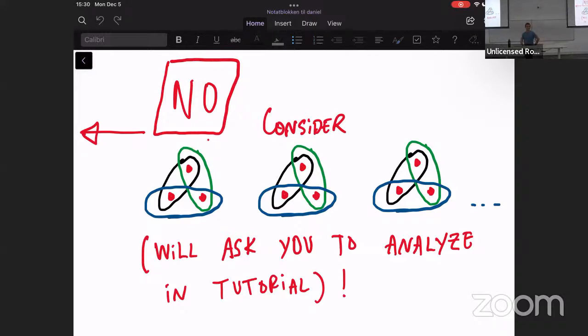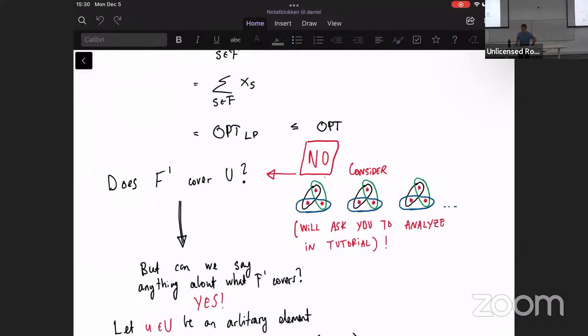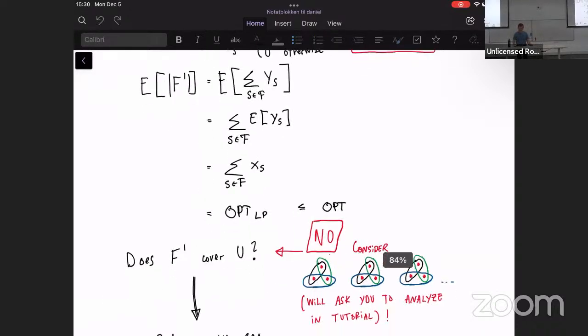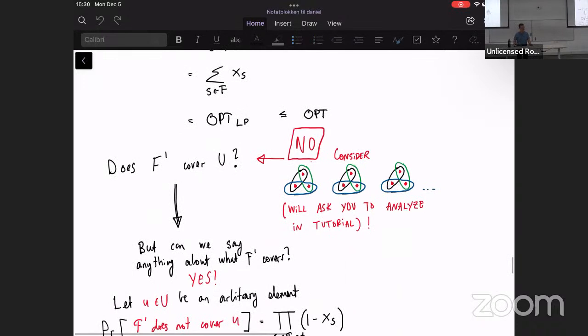Okay, so we did this magic rounding, and the size of the family turned out to be exactly what we wanted it to be, but it's not feasible. It probably doesn't cover the universe. But it probably covers something, so let's try to analyze what it covers.